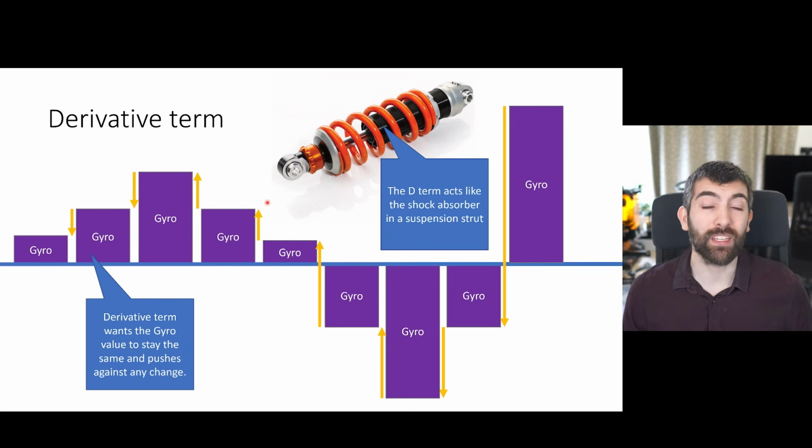The derivative term, or the D term, acts like the shock absorber in a suspension strut. The D term looks at the rate of change of the gyro, so how much the gyro is changing each PID loop, and it wants that gyro value to stay the same. So the D term pushes back against changes in the gyro and it tries to slow the quad down. Now this is very important because this helps avoid overshoots and oscillations, because that D term gets very big and pushes very hard if the quad is oscillating or trying to move very, very quickly. It acts like that shock absorber, slowing the quad down and making sure we get a nice damped response.